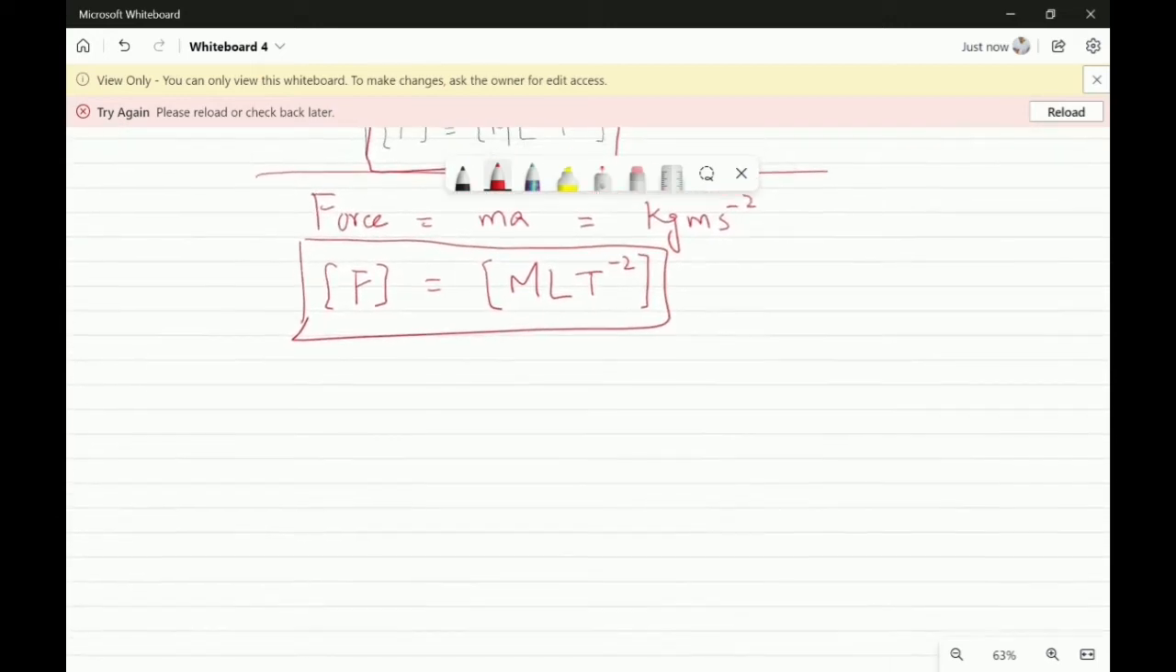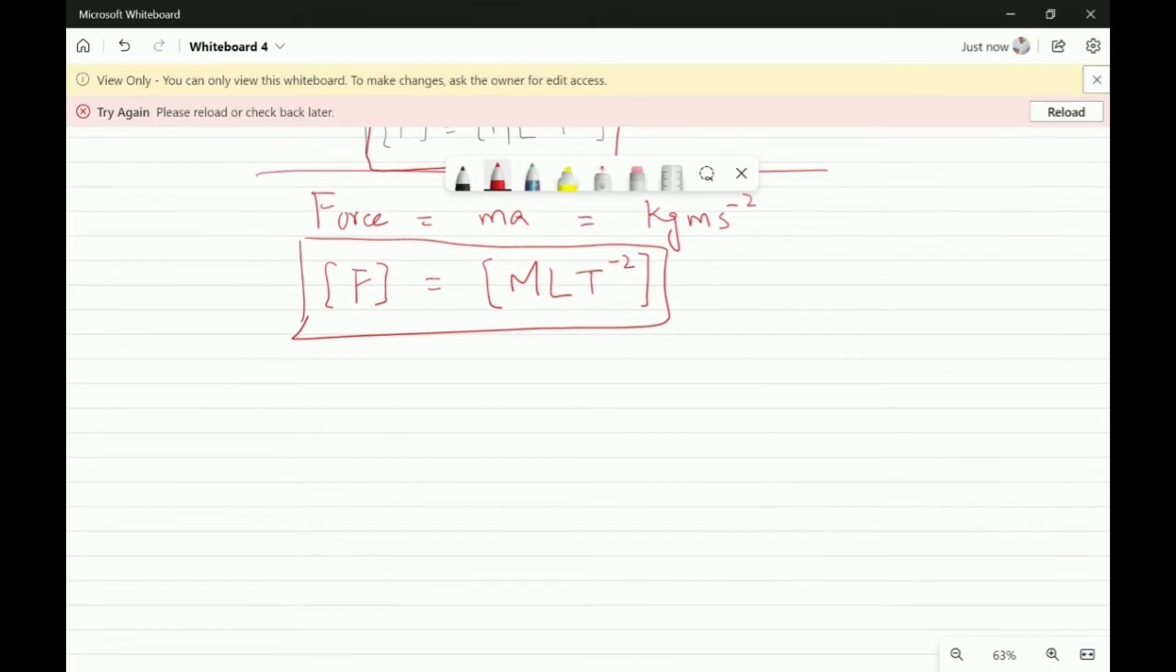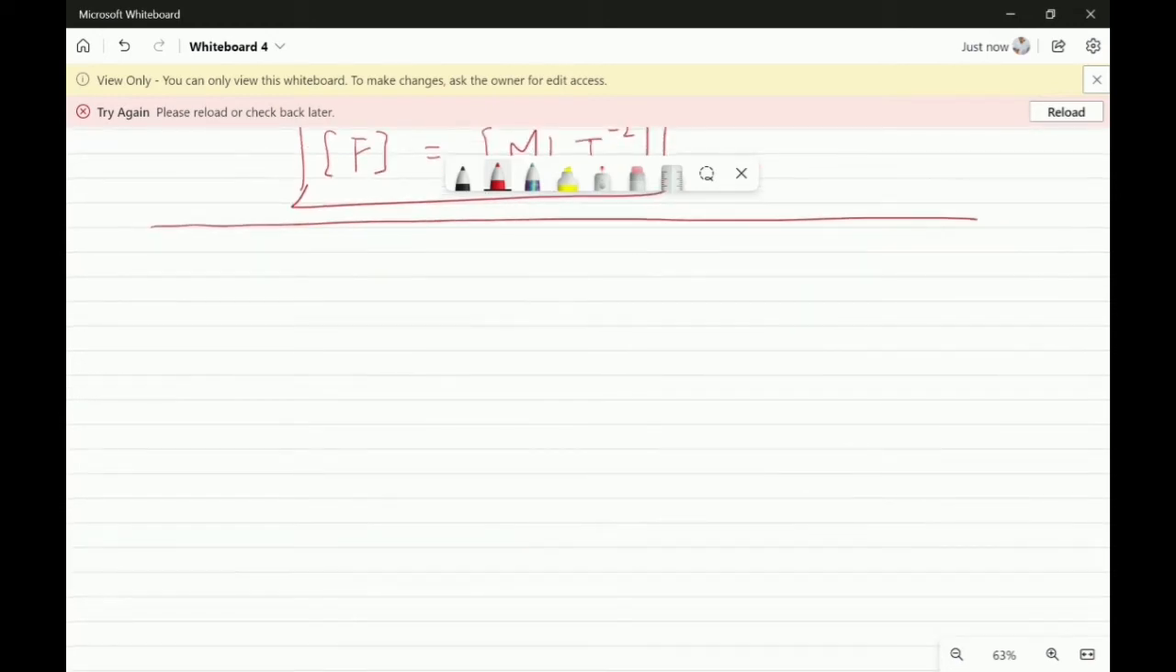Now I guess my screen is recording, so no need to reload it again and again because it will waste our time. Now let us look at why we are using dimensions.